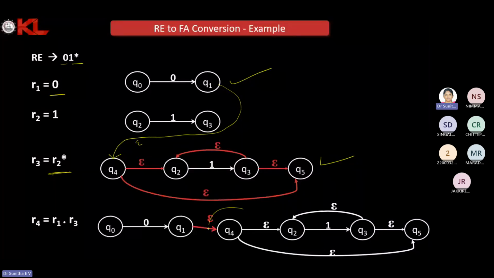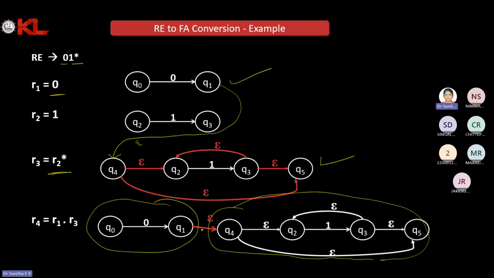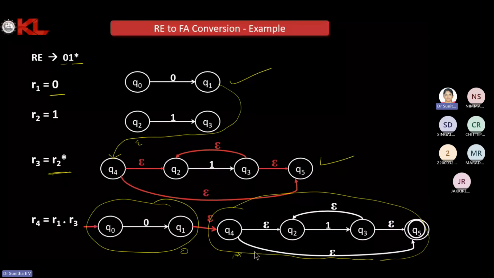Okay, so this machine is connected with this machine using an epsilon transition. This is representing 0, this is representing 1 star. Okay, that is all. It is easy, and the same thing can be repeated for any combinations, any regular expressions.